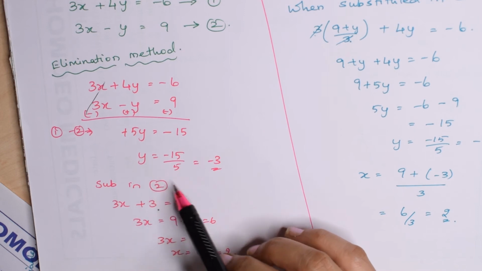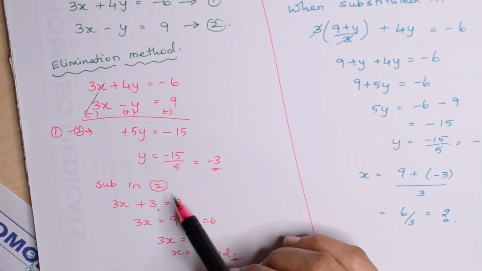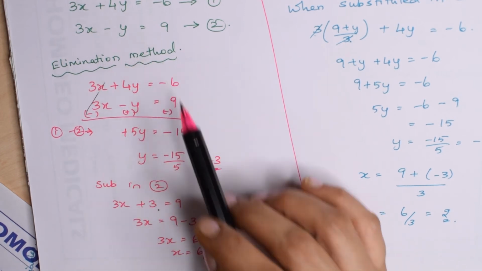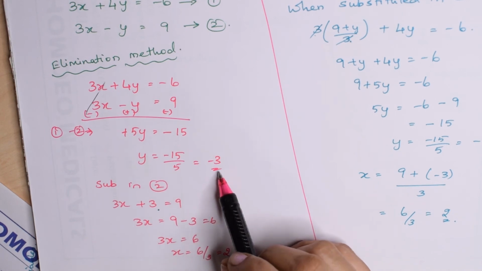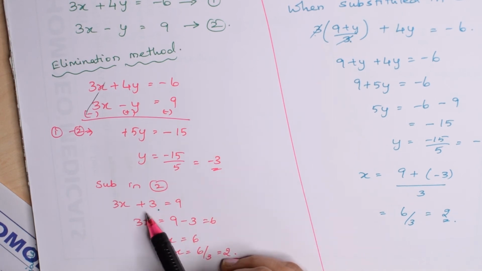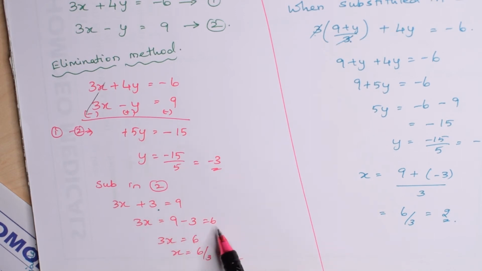Then substitute the value of y is equal to minus 3 in the second equation. 3x minus y, so in the place of minus y, I am using minus 3. Minus of minus becomes plus 3 is equal to 9. So 3x is equal to 9 minus 3, which is 6. X is equal to 2.